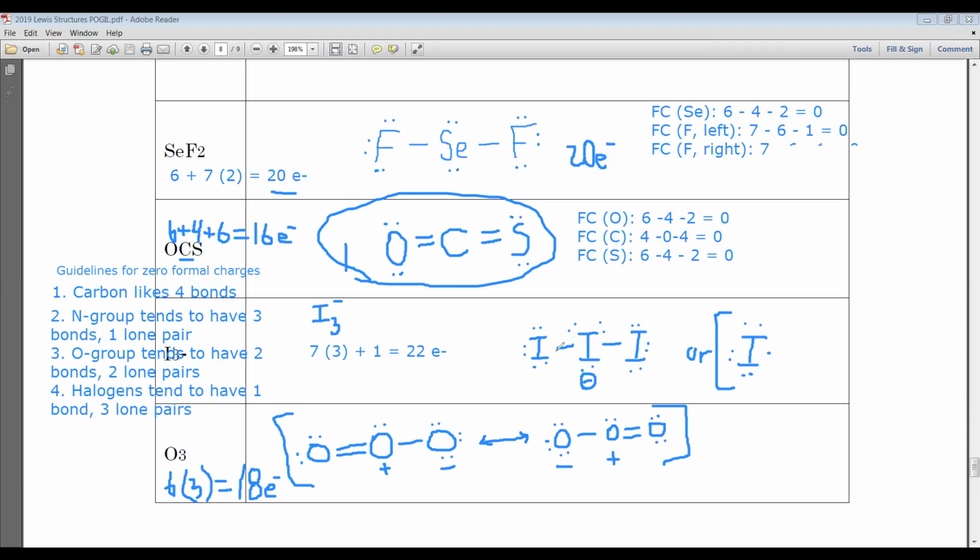All right. Any other questions that we want to talk about with relation to Lewis structures and drawing these molecules?